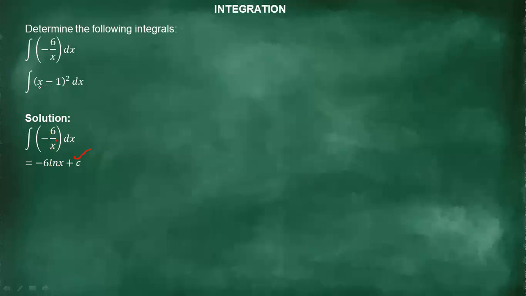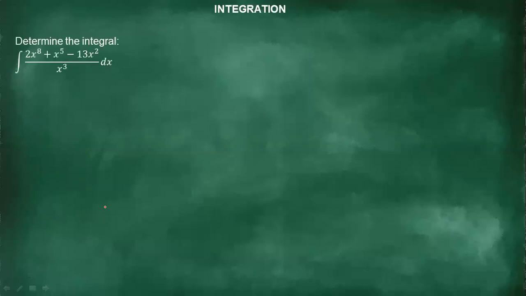The second one is x minus 1 all squared. Before we can start integrating, we have to open the bracket and multiply. Then it's going to give us x squared minus 2x plus 1. Now we can start integrating. It's going to give us x cubed over 3 minus 2x squared over 2 plus x plus c. Don't forget to write c. So that is the answer for this question.